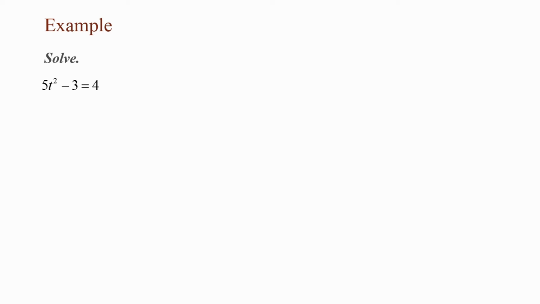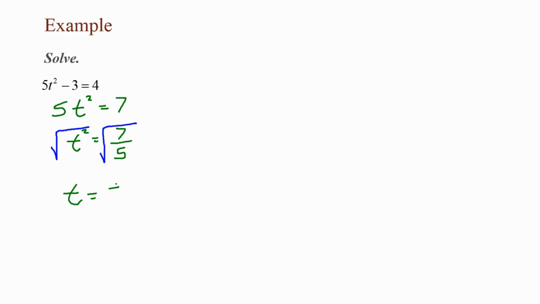In this example, I want to solve 5t squared minus 3 equals 4. In order for the square root property to work, I need my square by itself. Add 3 to both sides. 5t squared is equal to 7. Then divide both sides by 5. So t squared is equal to 7 divided by 5. And now I am ready to take the square root of each side.